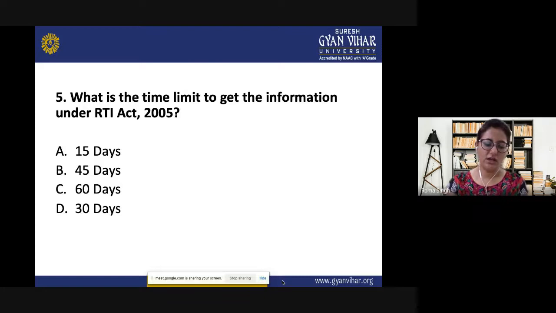The next question is, what is the time limit to get the information under RTI Act 2005? The options are 15 days, 45 days, 60 days, or 30 days. We have discussed that in normal condition, the time limit for the information is 30 days. If there is a matter of life and liberty, it should be provided in 48 hours. If the request is made to the Assistant Public Information Officer, then 5 extra days will be added. And if a third party is involved, then 40 days is the time limit.